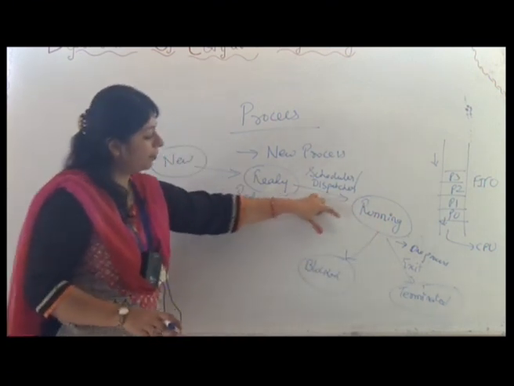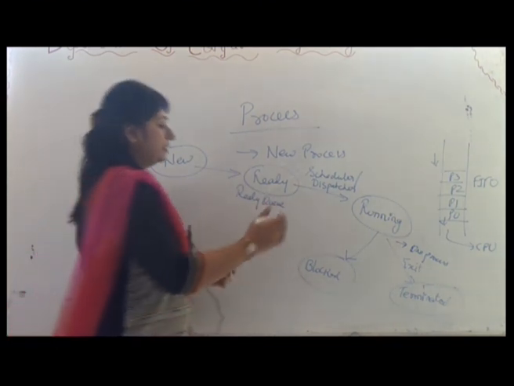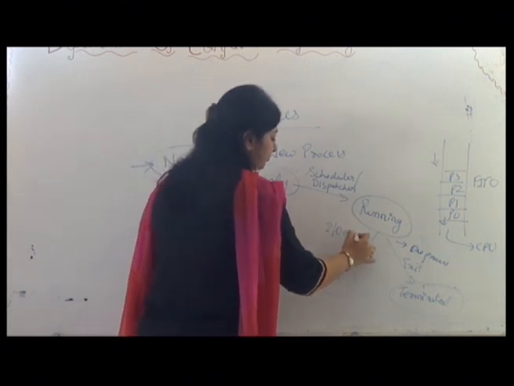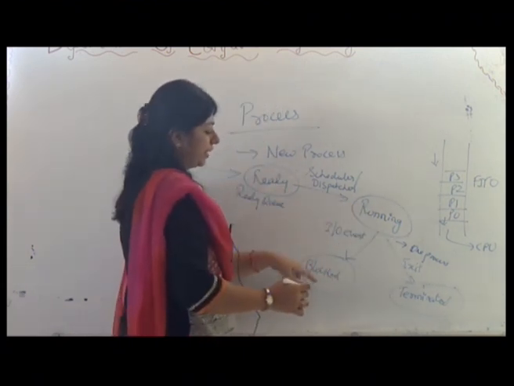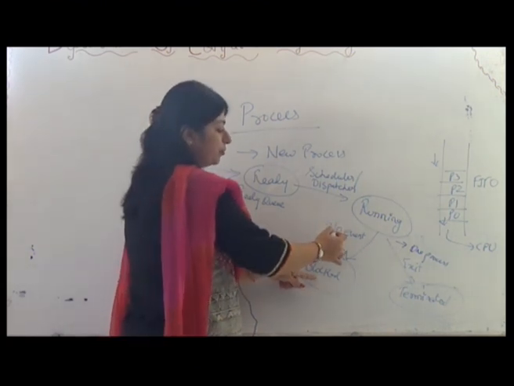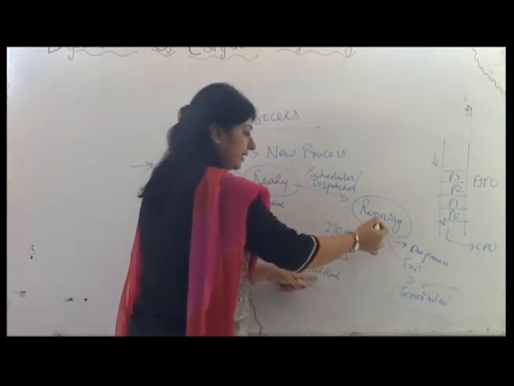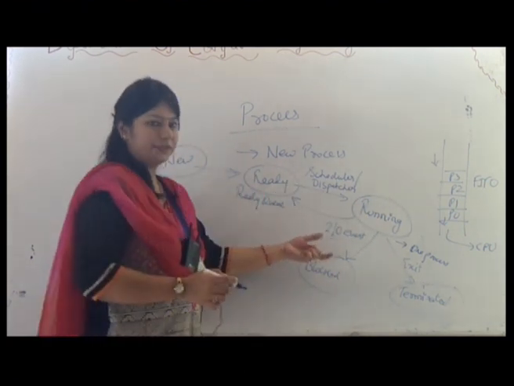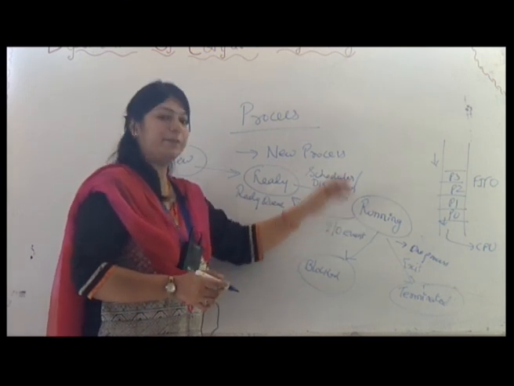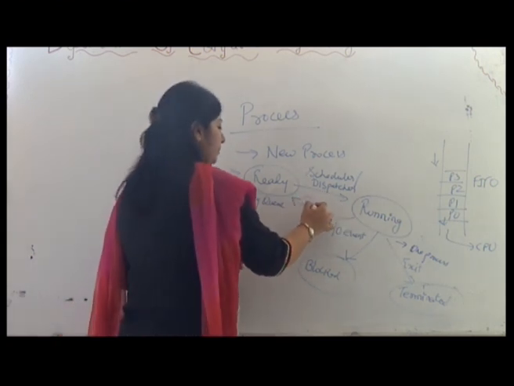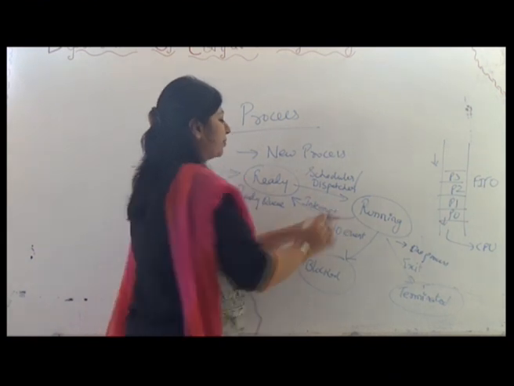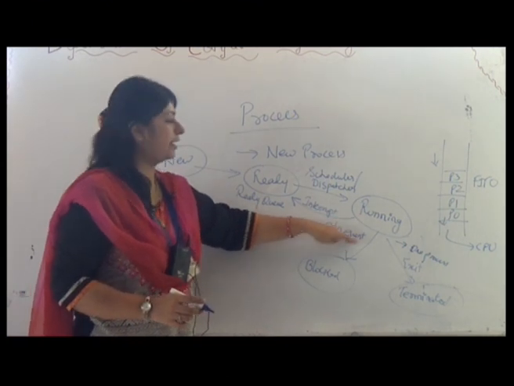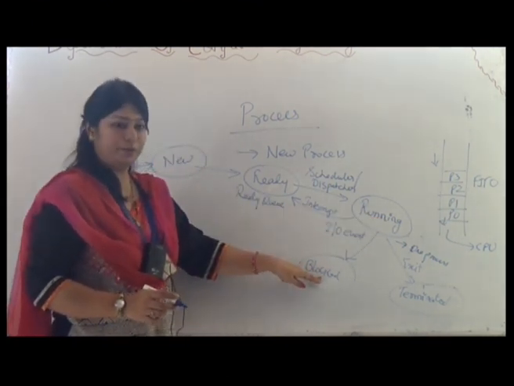Another possibility is that from running, it moves to blocked. This happens when my process is waiting for some input output event. That is the need of a process for some input output event. In that case, the process is moved from running to blocked. When there is an interrupt from the system, my process gets interrupted by the system. In that case, my process moves from running to ready.